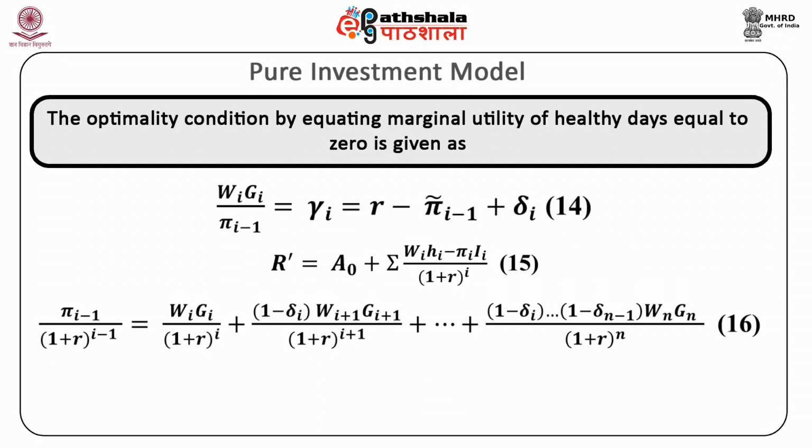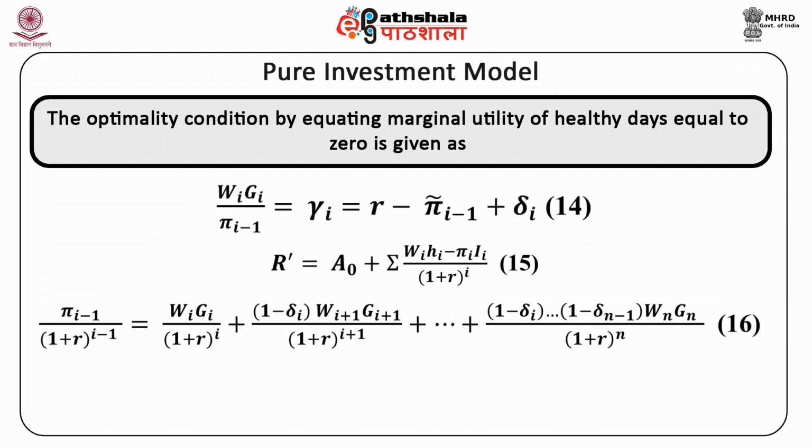1 is equal to Wi into Gi upon 1 plus R raised to the power i, plus 1 minus delta i into Wi plus 1 into Gi plus 1 upon 1 plus R raised to the power i plus 1, plus till, plus 1 minus delta i till 1 minus delta n minus 1 into Wn into Gn upon 1 plus R raised to the power n. Equation 16.